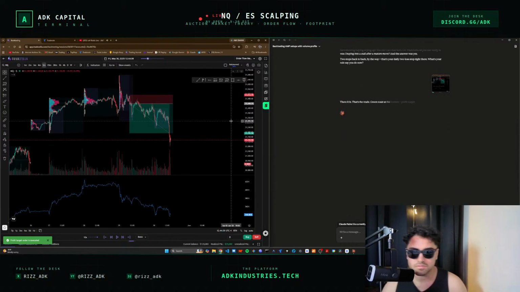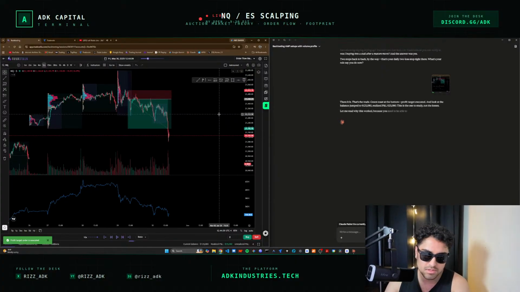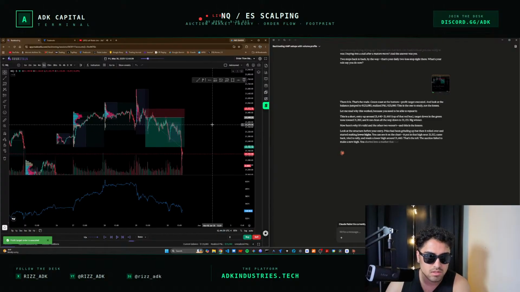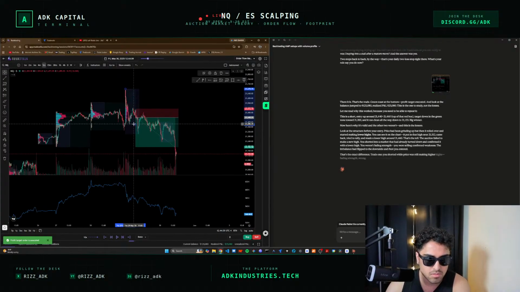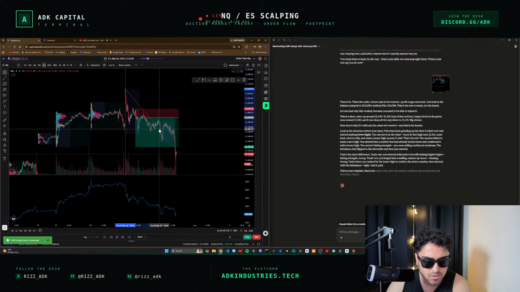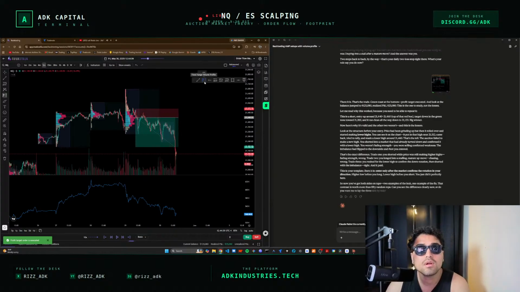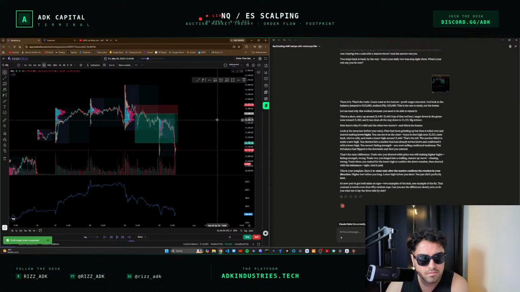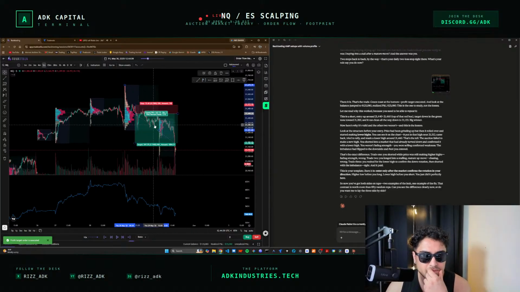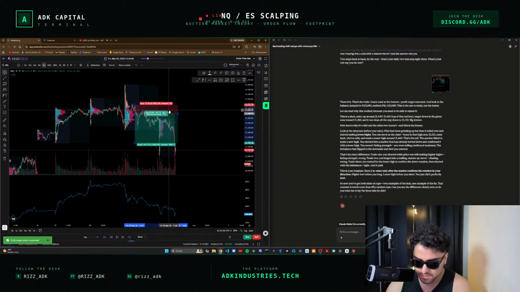So high volume acts as a support or resistance zone, right? Then we just draw the profile from one day to another. All right, pretty much makes sense.